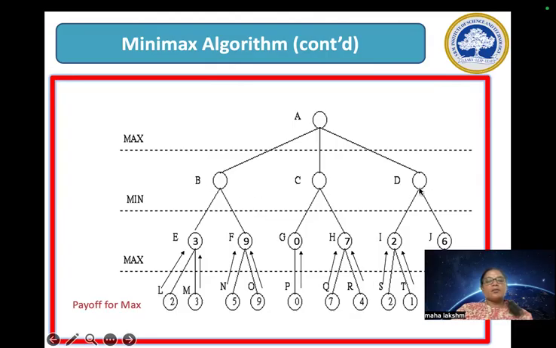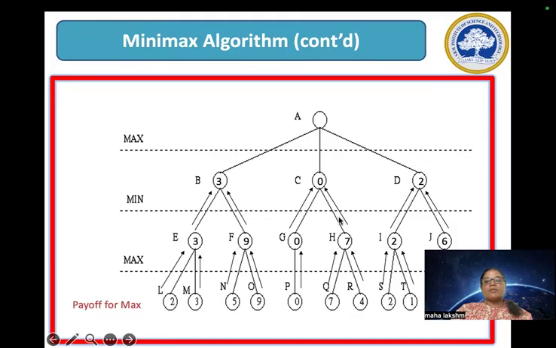Next, this particular level is being played by which player? The minimum player. Since it is a minimum player, it will choose the minimum value from its children. Among 3 and 9, it will choose 3. Among 0 and 7, it will choose 0. Among 2 and 6, it will choose 2. Again, this is a max player, so it will choose the maximum value among its children. Among the 3 children, the maximum value is at the B node, which is 3.